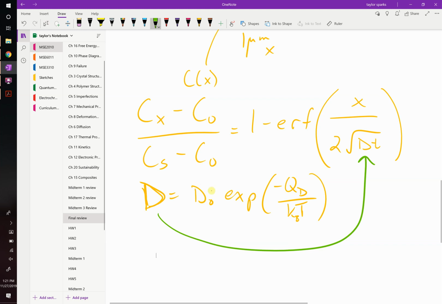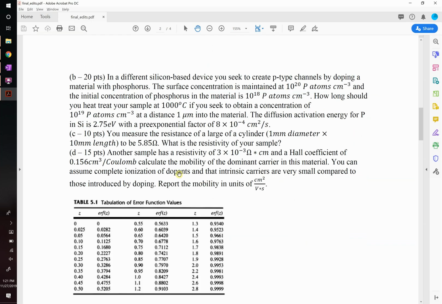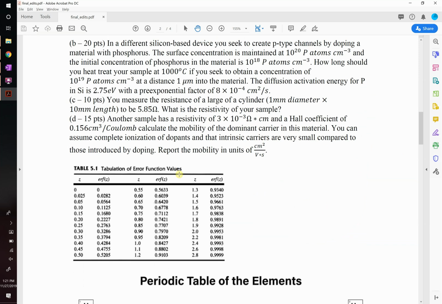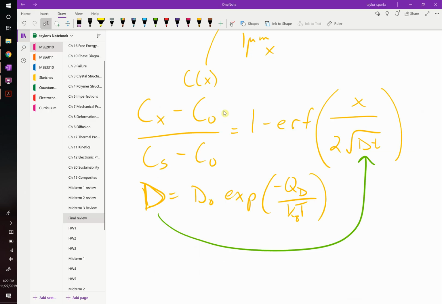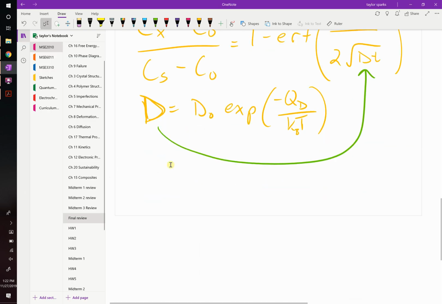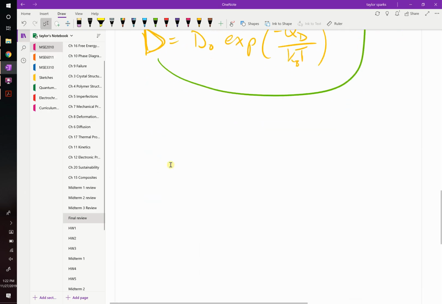Okay? Let's keep going. How about this one? It says you measure the resistance of a large cylinder, 1 millimeter diameter by 10 millimeters in length. So it's a cylindrical resistor. And you get a resistance of 5.85 ohms. What is the resistivity of your sample? How do you go from resistance to resistivity? Well, that's the thing that takes into account geometry.